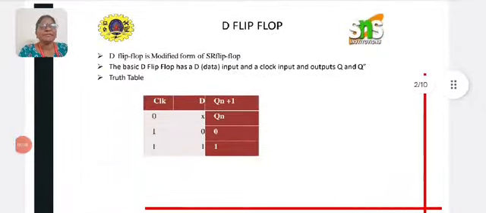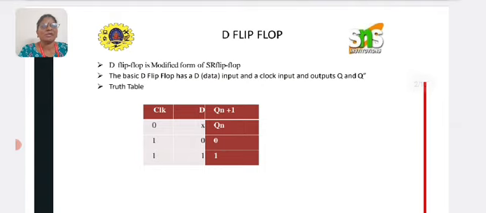The D flip-flop is a modified form of SR flip-flop. The basic D flip-flop has a D data input and clock input and outputs Q and Q bar. The D flip-flop represents the direct flip-flop, or data input flip-flop, or delay flip-flop. So the main operation of D flip-flop is direct and delay. Whatever you give in the input, the same will be received in the output. This is all about D flip-flop.